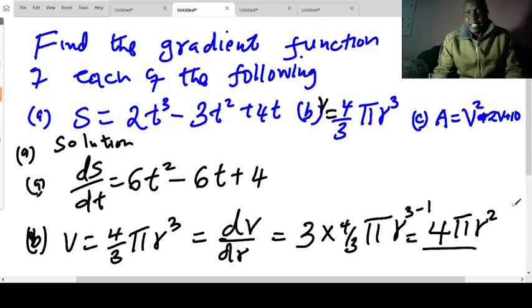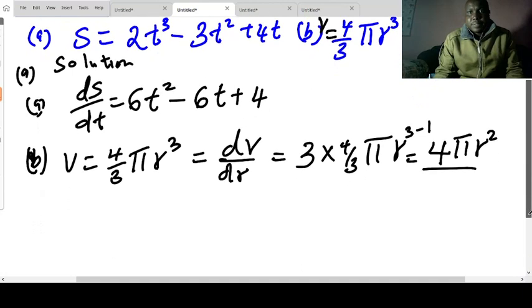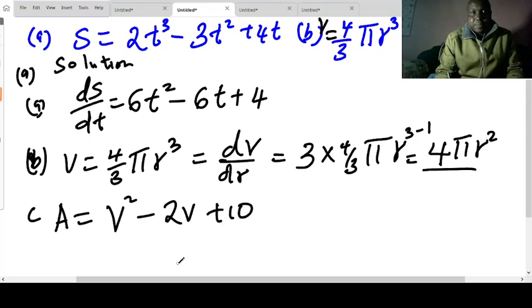The last one, C, we were given that A is equal to V square minus 2V plus 10.